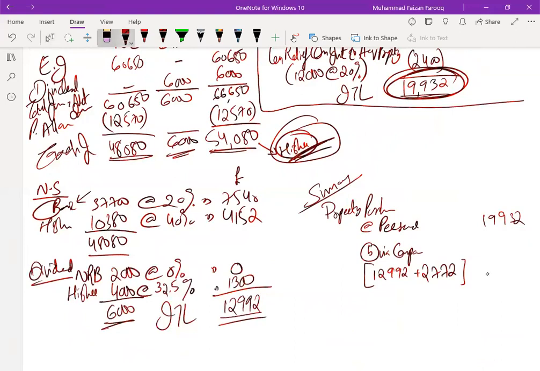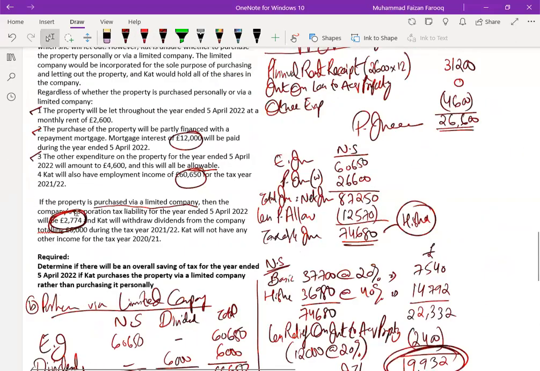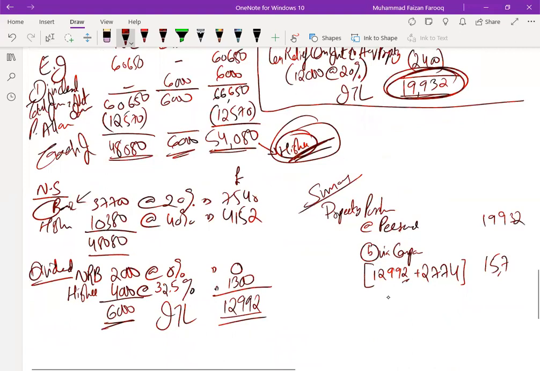So the total is 15,766. Again, 2 and 2, 4, I guess, no? Check. Okay, in the question it says 2,774. Okay, my mistake. So it's coming how much? 15,766.